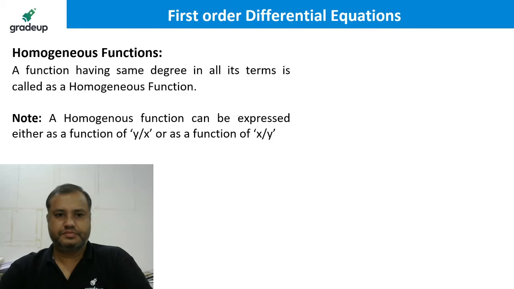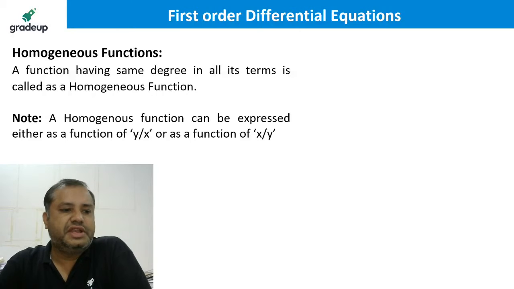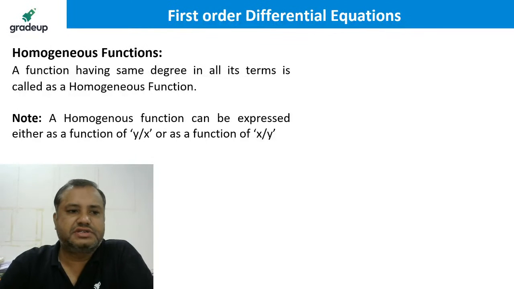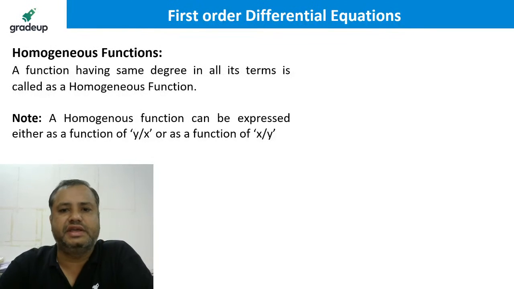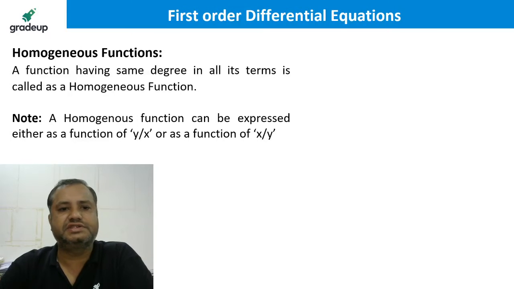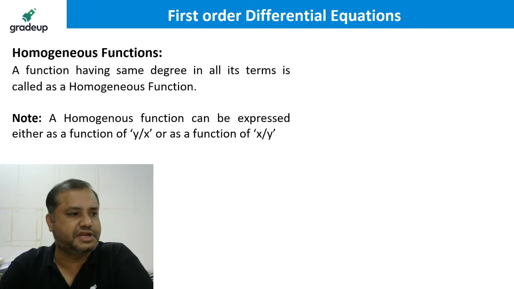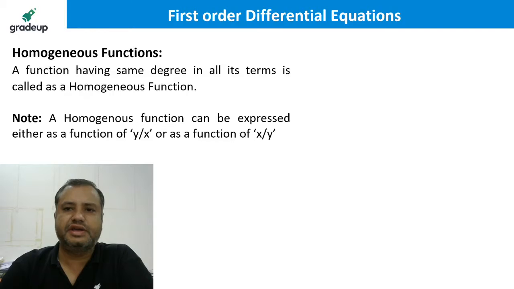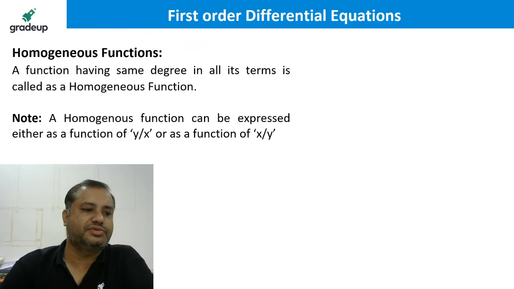Now, what is the meaning of homogeneous function? A function having same degree in all its terms is called a homogeneous function. ऐसा function जिसकी सभी term में degree same हो उसे हम कहेंगे homogeneous function. A function having same degree in all its terms is called a homogeneous function.